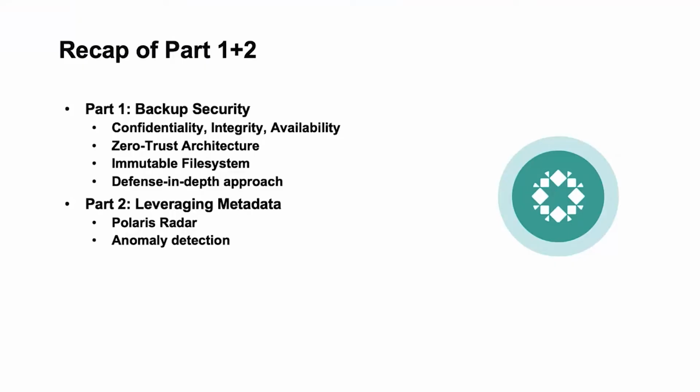As a recap, in part 1, we talked about the zero trust architecture, the immutable file system, and the defense in depth approach we use to achieve security in your backups. In the second part of the series, we talked about leveraging metadata and how we're collecting it in line with your backups and then using applications like Polaris Radar to identify anomalous behavior. If you didn't catch the first 2 parts, we'll send out the links to those presentations as we close out today's topic.